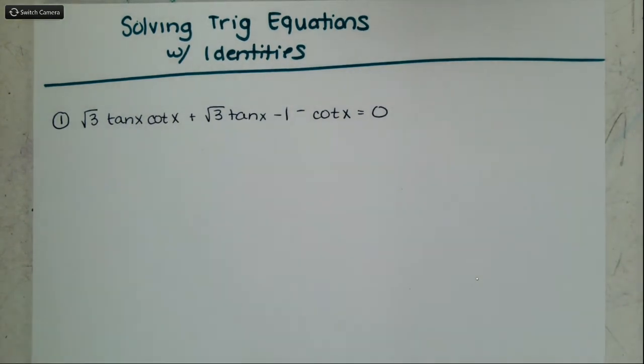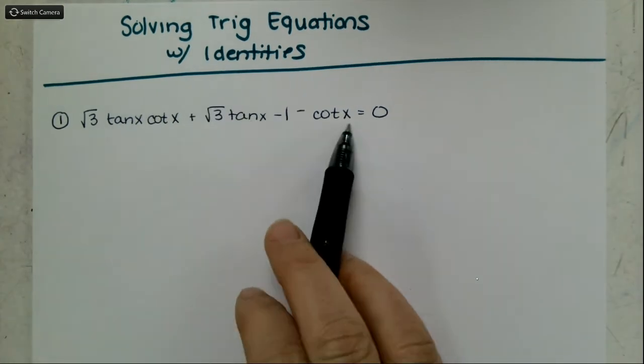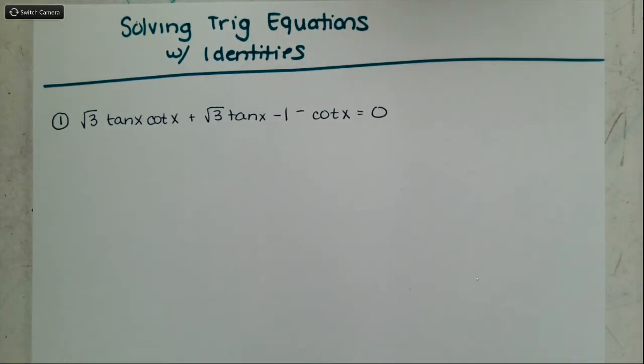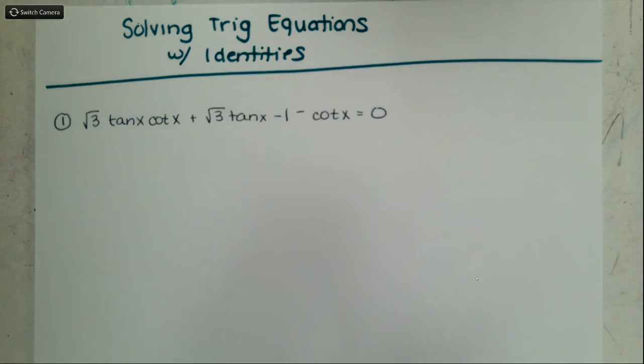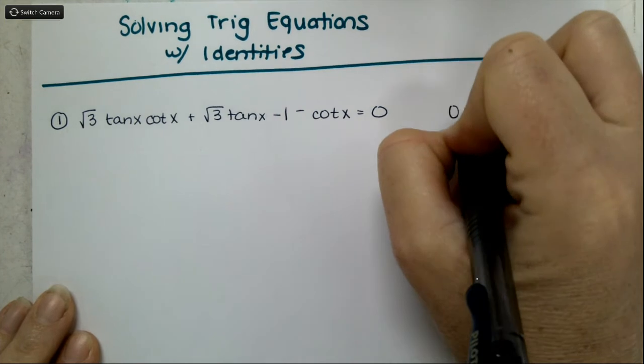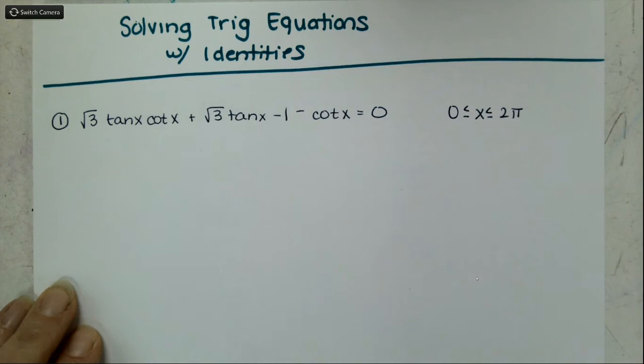So when I look at this problem, the first thing I look for is how many terms does it have? And this one has 1, 2, 3, 4 terms. There's a couple ways you could do this. I'll show you what I did first. I don't know that it was the best way. Actually, I'm going to do it a different way this time. We want to find the solutions between 0 and 2 pi. So our answer is going to be in radians.